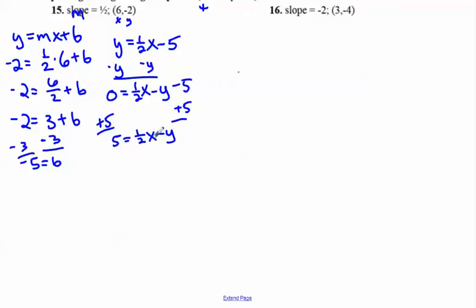So to get rid of this fraction, I'm going to multiply both sides by this denominator 2. So I'm going to do 2 times 5, and I'm going to do 2 times this side as well. So now I have 10. 2 times 1/2 x is x, and 2 times y is 2y. So here I have all my rules followed, but if I want it to look exactly like standard form, then I can write the x minus 2y on the left. So x minus 2y equals 10, and that's standard form.